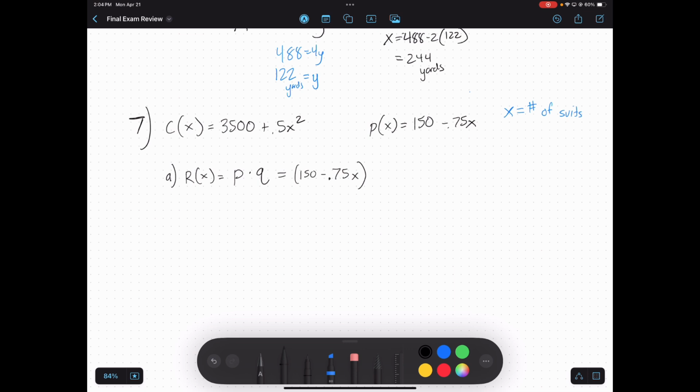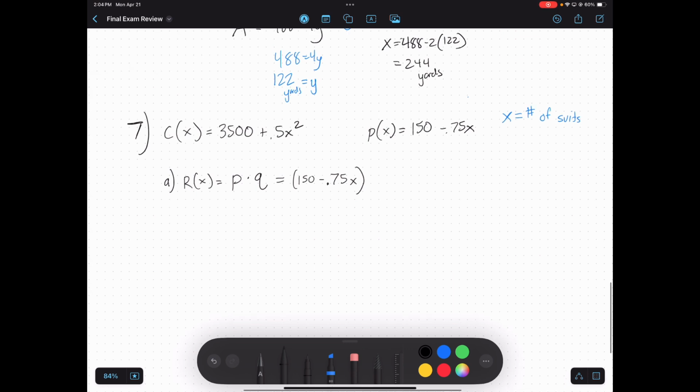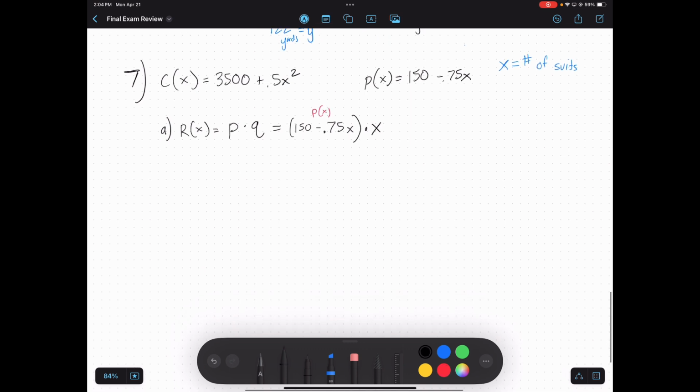Tell me about quantity. I used Q up here. That's our independent variable. That's X, right? That's what X represents. X is your quantity. So I can just do this times X. Very nice. And that's my P of X right there. Okay. So multiply that through, and you get 150x minus 0.75x squared. So that's my revenue equation. Okay, so that's my first stepping stone.